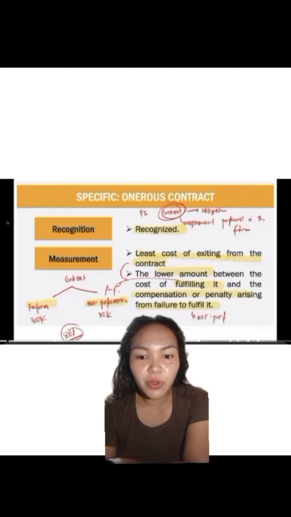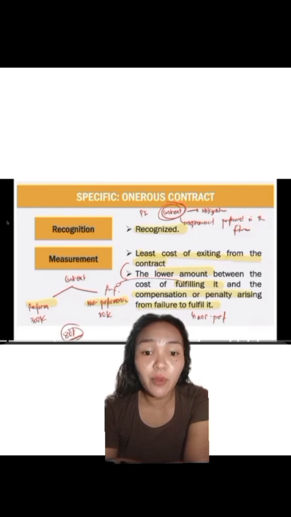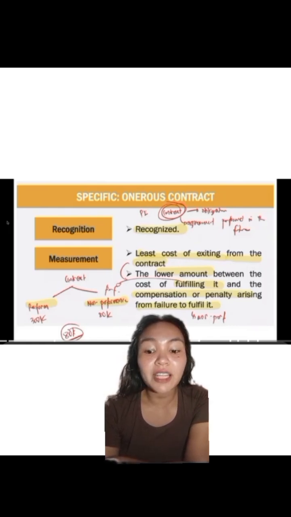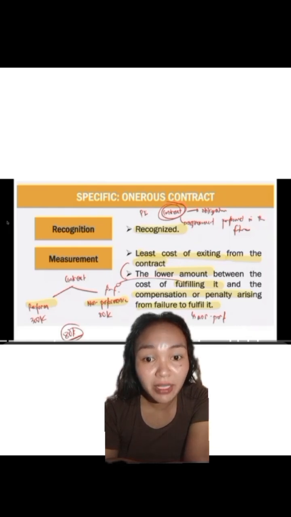Another one is the onerous contract. It is a contract with a consideration in which, based on the consideration, you are bound to perform an obligation. So there is a contract. There is now an obligation. So what is the obligating event there? That is the agreement. So how do we measure it? Since this is a contract and the agreement is to be performed in the future, there is a contract and agreement. The recognition is recognized, and the measurement is the least cost of exiting from the contract, the lower amount between the cost of fulfilling it and the compensation or penalty arising from failure to fulfill it.